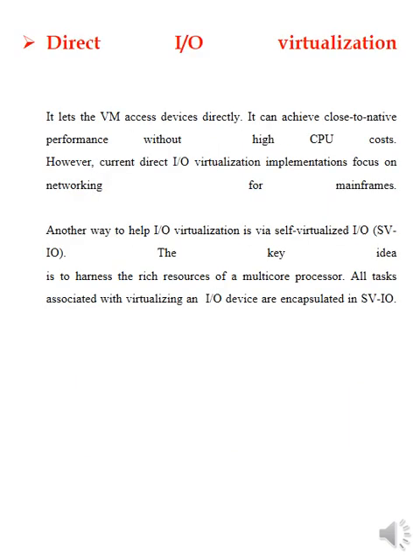The lower the ring, the higher the security. Direct IO virtualization lets VMs access devices directly, so it can achieve close to native performance. Another way to help virtualization is self-virtualized IO, SV-IO. All the tasks associated with virtualizing an IO device are encapsulated in the SV-IO.